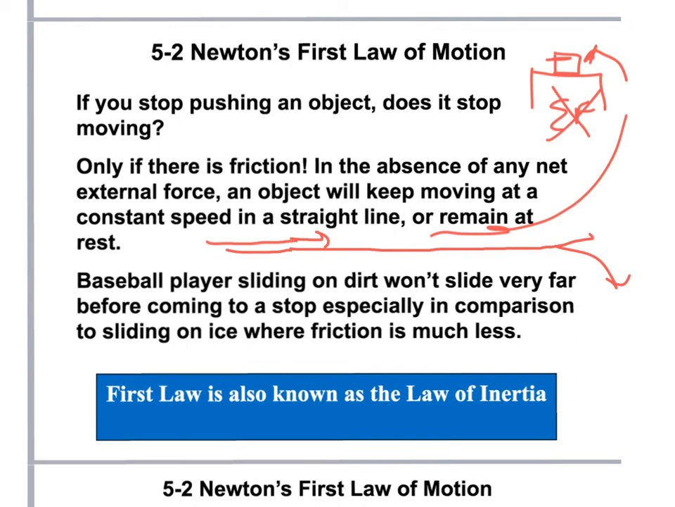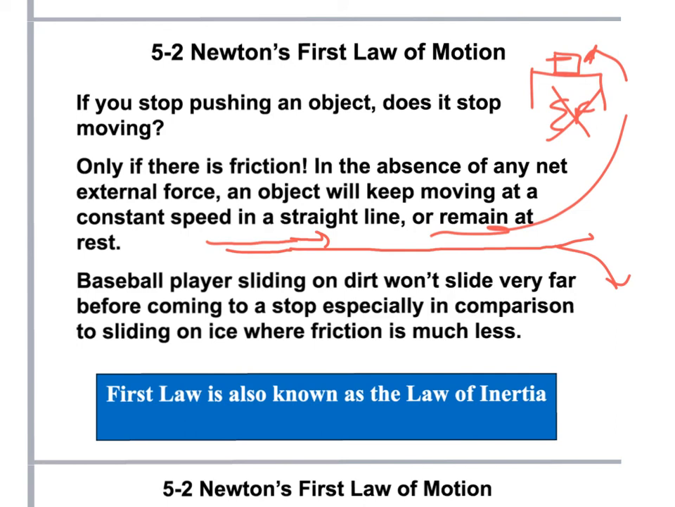So ice is our closest item that gives us a friction-free environment. In comparing the baseball player to an ice skater, the baseball player is going to slide on dirt, and that friction built up between the baseball player and the dirt is going to make the baseball player stop sliding. But the figure skater on ice will travel very far. They will be able to slide on the ice because there's not a lot of friction. So two different applications of friction in this case.